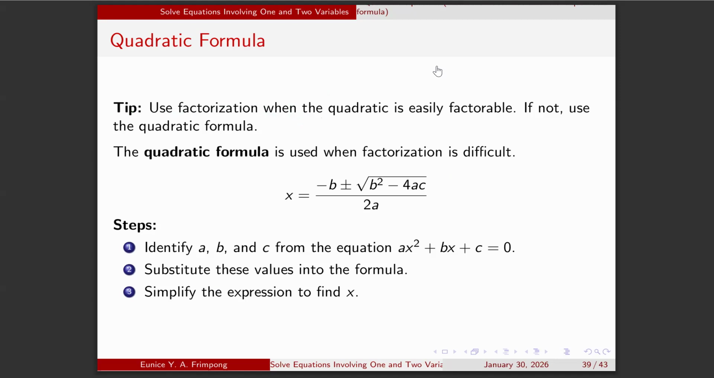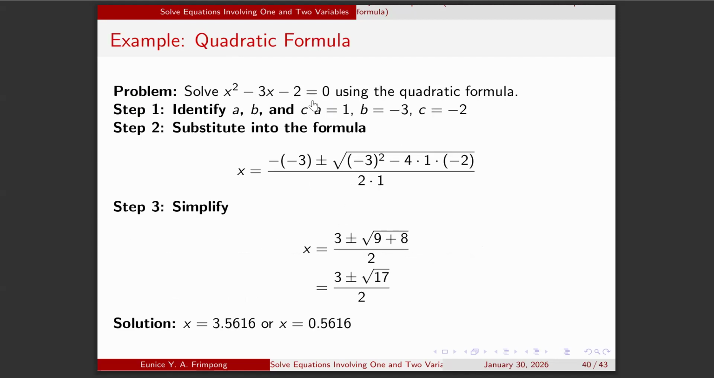There is also the method of using the quadratic formula, and this is the quadratic formula. It's a very simple thing. Once you have the formula, the most important thing is knowing what A is, what B is, and what C is. From our quadratic expression, we have ax squared plus bx plus c. So this is the formula.